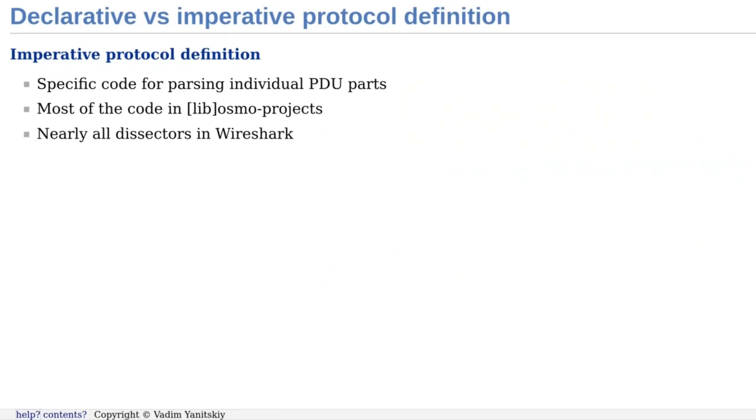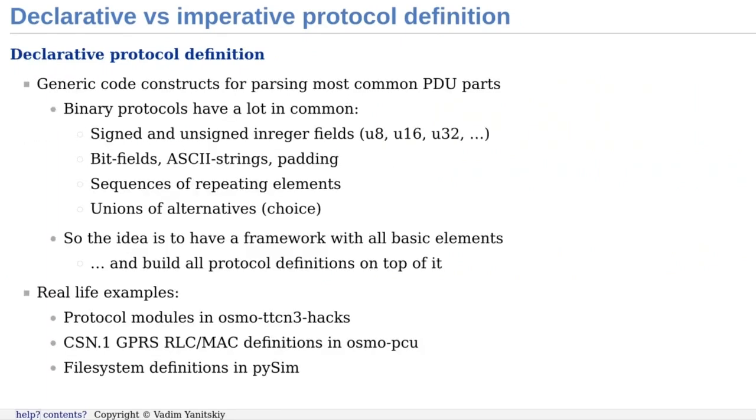And the alternative is a declarative approach, where you have generic code constructions for parsing the common PDU parts, and, maybe not surprising for somebody, binary protocols have a lot in common. So the most basic elements that you would usually find in every protocol definition are integers, of course, of different size, of different byte ordering, and PID fields, regular ASCII strings, and some special elements like a sequence of repeating elements.